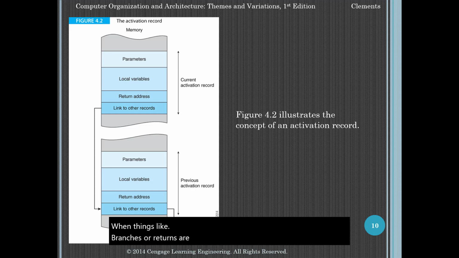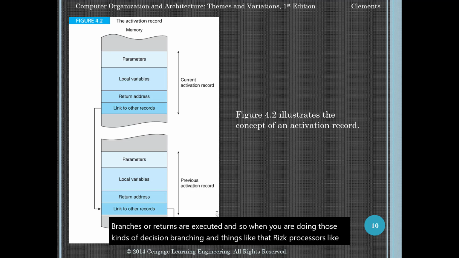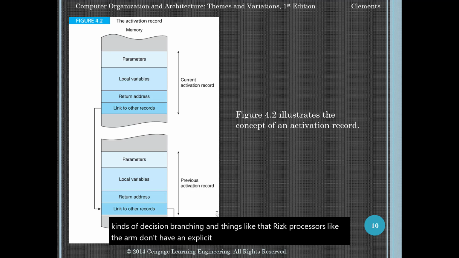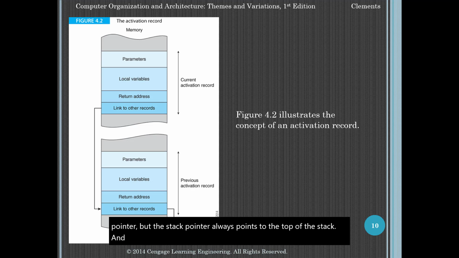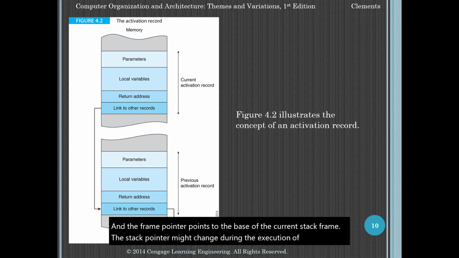And so when you are doing those kinds of decision branching, RISC processors like the ARM don't have an explicit stack pointer. There's a convention that is used by ARM programmers, they maintain that stack pointer, but the stack pointer always points to the top of the stack. And the frame pointer points to the base of the current stack frame. The stack pointer might change during the execution of the current procedure, but the frame pointer will not change.